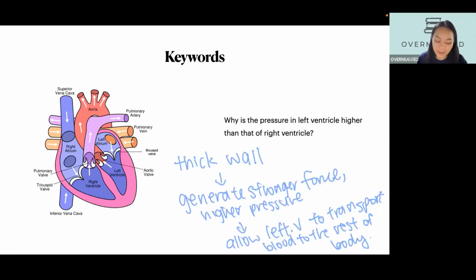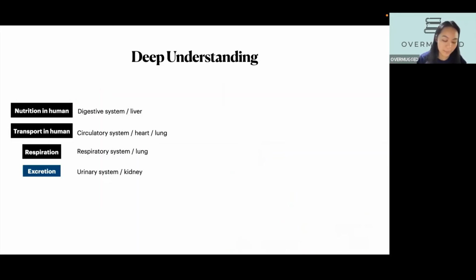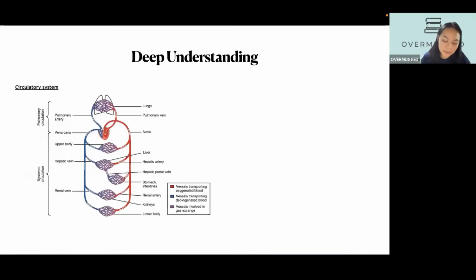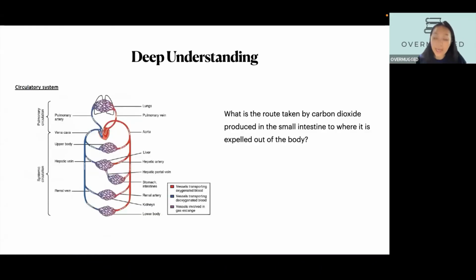Okay, and then the next one. Remember just now I mentioned how these topics are all like our organ systems. The liver is linked to the heart by some blood vessel, and the lung, and then the kidney and everything like that. So the question I'm going to ask is, what is the route taken by carbon dioxide produced in the small intestine to where it's expelled out of the body?